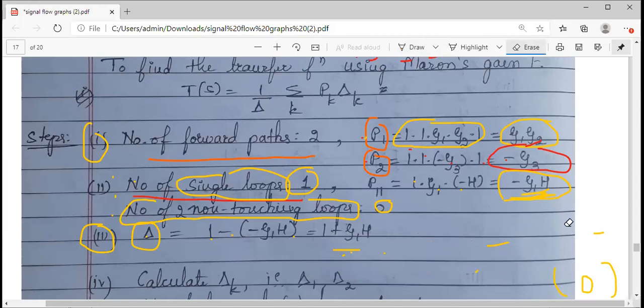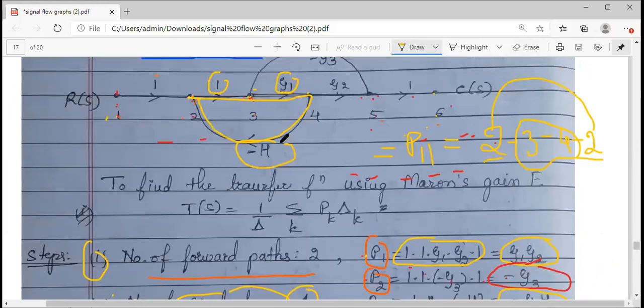So one more step is remaining, that is delta K. We should find delta K. How many delta K's will come? The number of forward paths. Check. How many do you have? There are 2. So hence you should find delta 1 and delta 2.